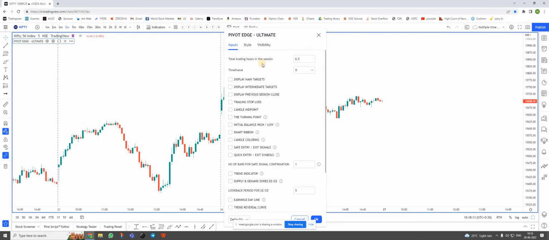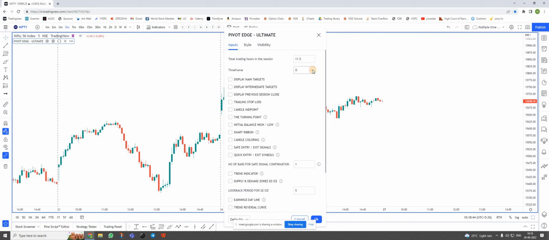The first thing is your total trading hours. We need to define what the total trading hours are for this market. Suppose we are trading the NSE market, it opens at 9:15 and closes at 3:30, so it is about 6.5 hours total session of the market. You have to define this. Here you can extend it; suppose you are trading commodity, it may go for 12 hours or something. So that you have to define. This is required for plotting the initial balance. I'll tell you what that is when we come to the initial balance.